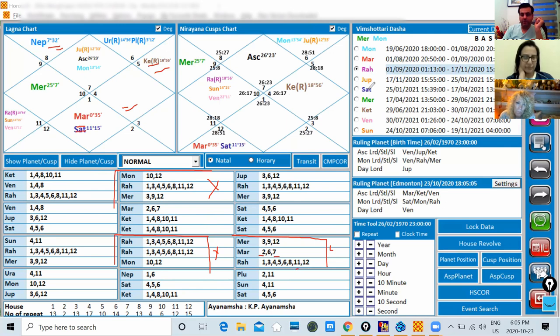Now, what about once Rahu finishes, Jupiter comes? Any support for marriage? No. Saturn comes. Any support for marriage? No. Mercury comes. Any support for marriage? Mars. Yes. Mercury is here, right? Sorry, I was thinking Mars. Mercury is yes. 2-7-11 is here. But 1-6 is also there in the sub-lord. Weakening it. Very weak.